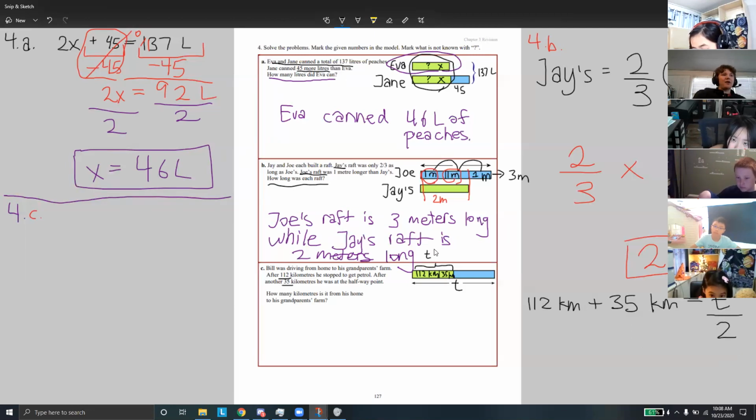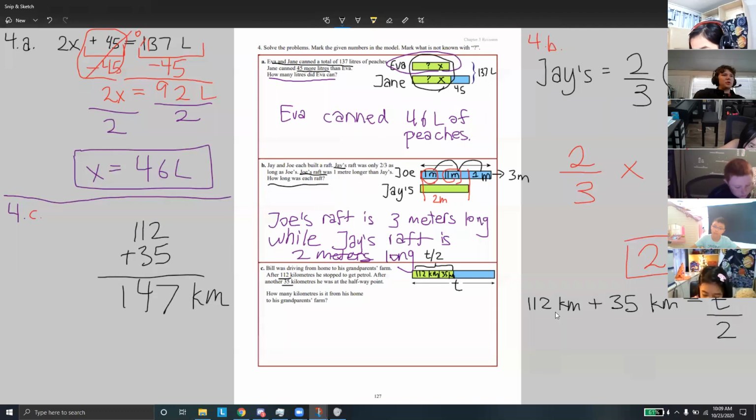And that's how I'm going to write out my bar graph, because half of t is equal to this. Great, okay, and actually now we can solve for t using this equation. So 112 kilometers plus 35 kilometers, let's find out what that is. 112 plus 35, 147 kilometers. Okay, so we know that 112 kilometers plus 35 kilometers is 147 kilometers. That's half of t. 147 kilometers equals t divided by 2.